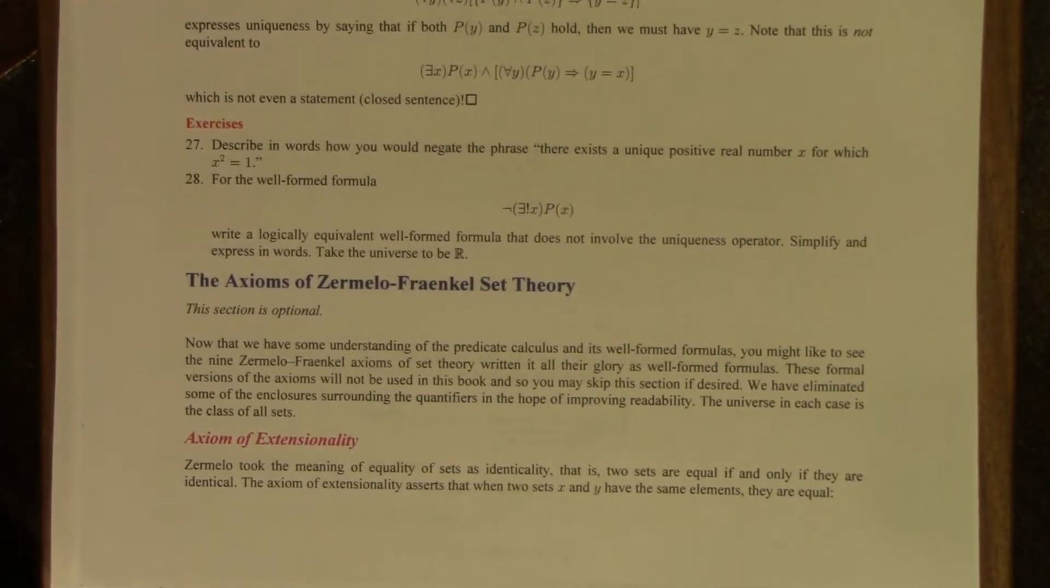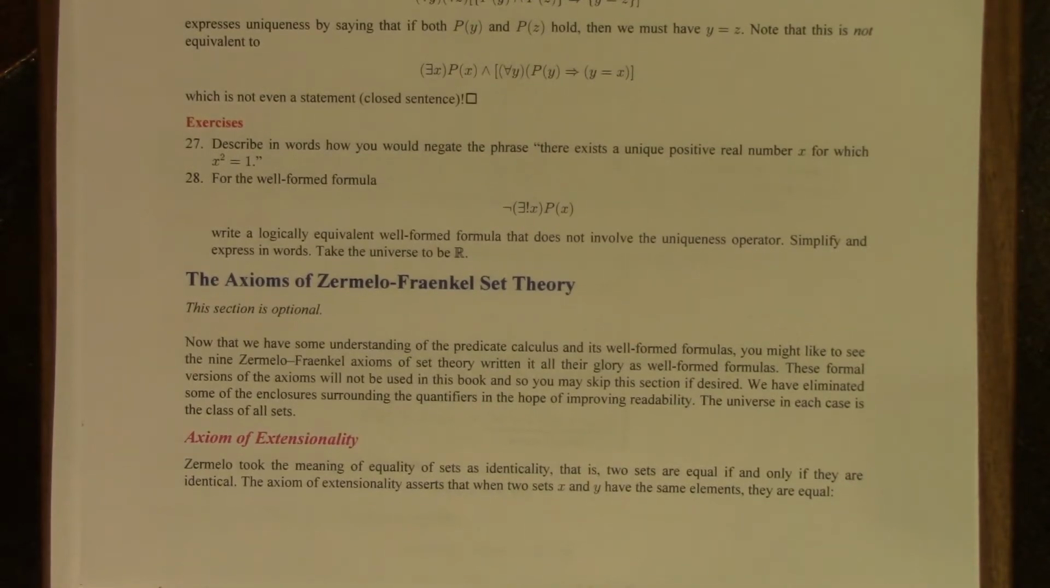Now that we have studied the predicate calculus and have some familiarity with well-formed formulas involving quantifiers, I thought it would be instructive and good practice to take a look at the formal versions of the Zermelo-Fraenkel axioms of set theory. I did drop a few enclosures in the hopes that it would make some of the formulas more readable. Also, the universe in each case is the class of all sets, so I didn't include mention of the universe in each of the axioms, as is commonly done.